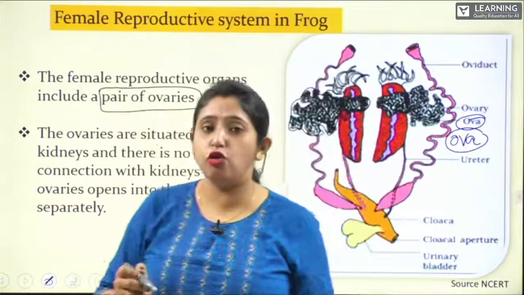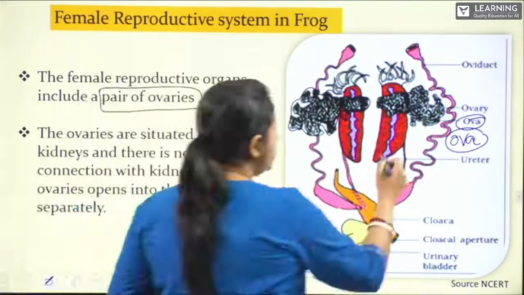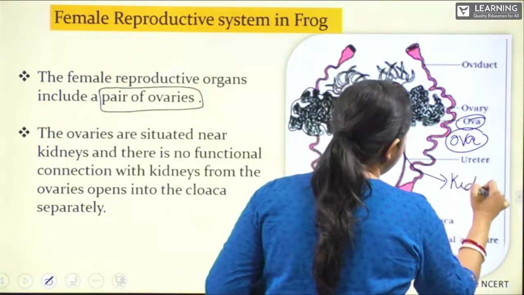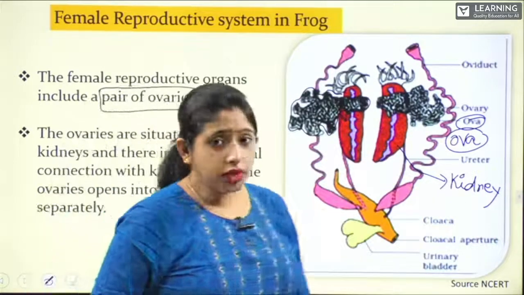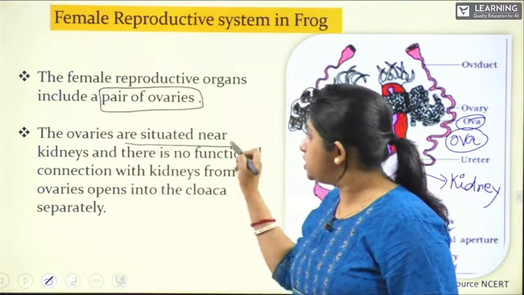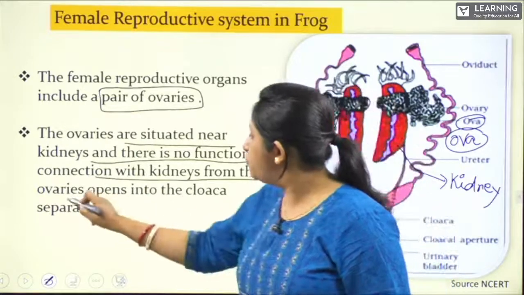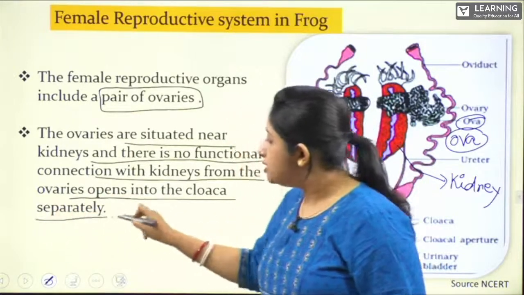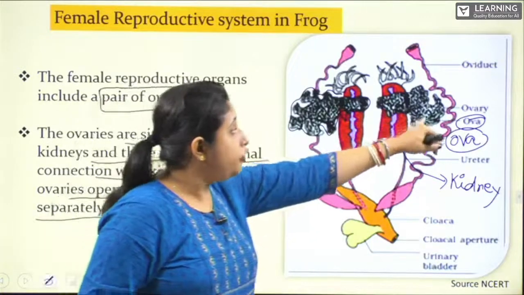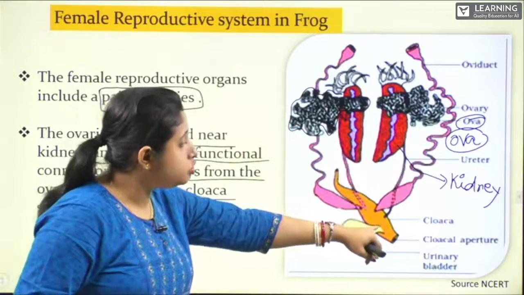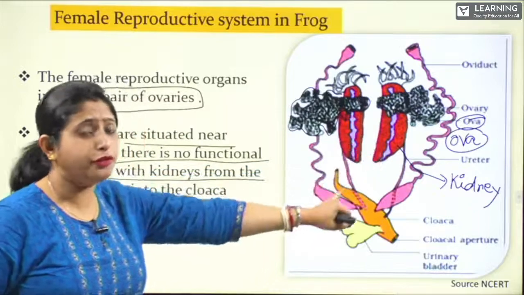They have a pair of ovaries, which you can see here, attached to the kidney. So this red colored structure is nothing but the kidney. The ovaries are situated near the kidney, and there is no functional connection with the kidneys. The ovaries open into the cloaca separately. So there is no function of the kidney. The ova are directly released into the cloaca. So the kidney has no function in the female reproductive system of the frog.